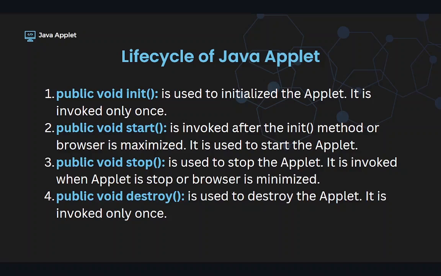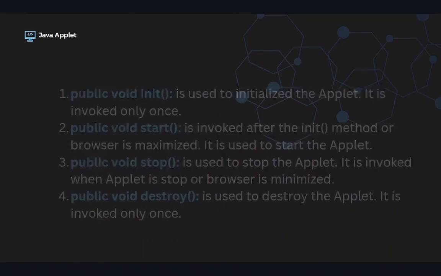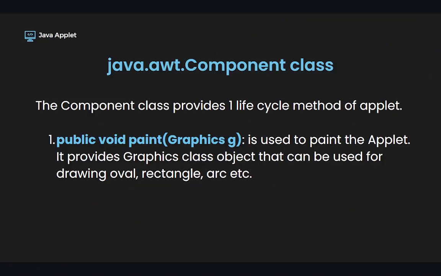And last is the graphics, where we can put our drawings, such as a rectangle. That is the public void paint method, the component class method that provides one life cycle method. Here we put our drawings and objects such as images, audio, font style, rectangle, art, and so on.